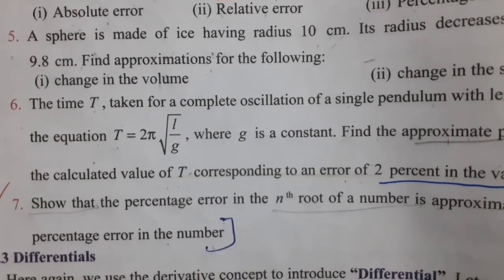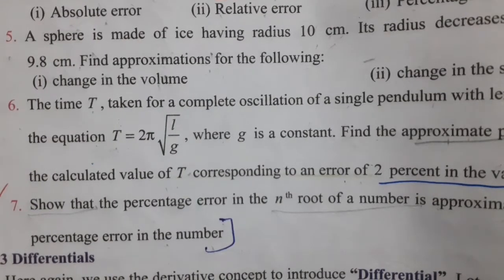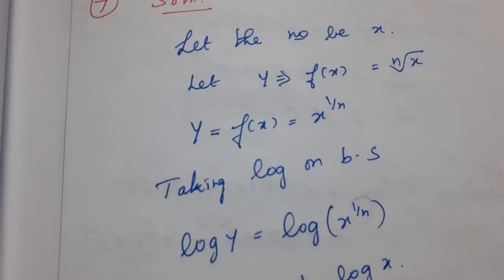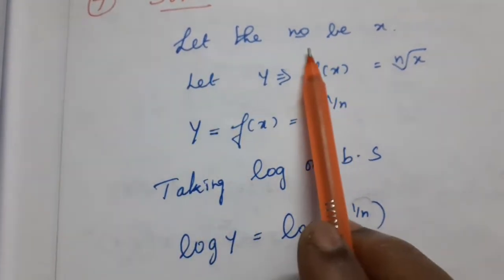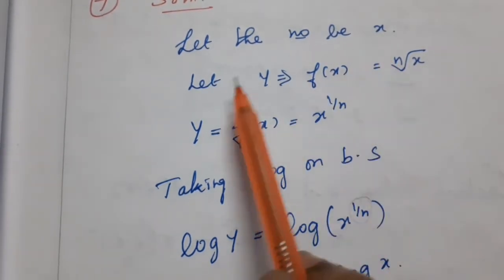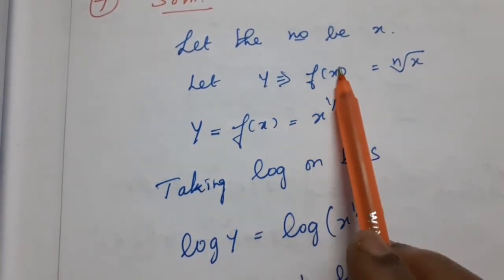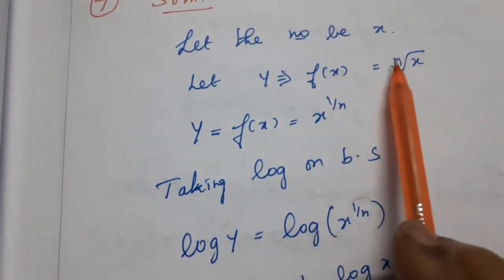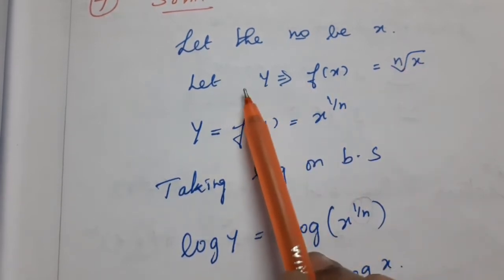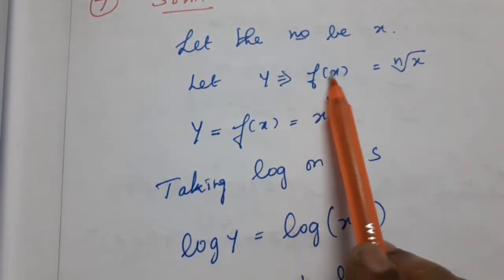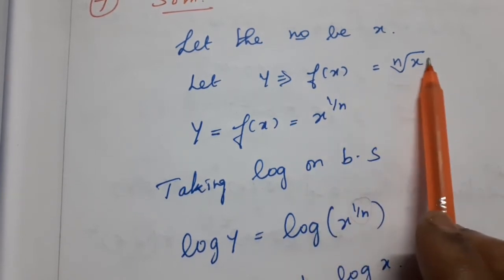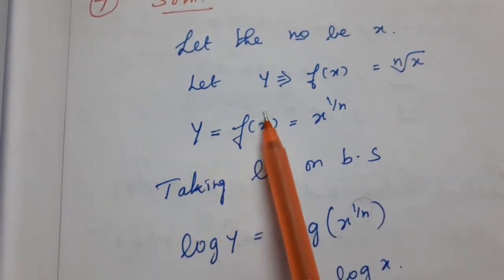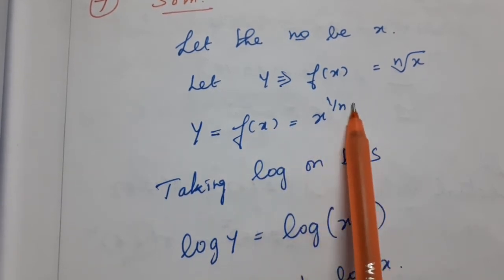Now we are going to do the sum. Now listen, what is the solution? Let the unknown number be x. Let y equal some function of x, that is, the nth root of x. The question gives the nth root of a number, so y equals f of x, which is x power 1 by n.